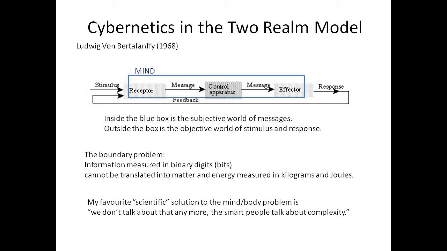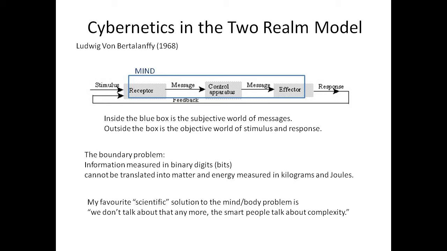The problem occurs at the transition points. How do you translate information, measured in binary digits or bits, into matter and energy, measured in kilograms and joules? They don't translate. They are incommensurate. You cannot describe the one in terms of the other. The receptor and effector are supposed to do that, but how? The problem of defining the mind is clear from the position of feedback. Is it information or matter energy?